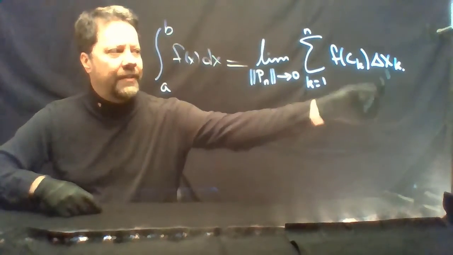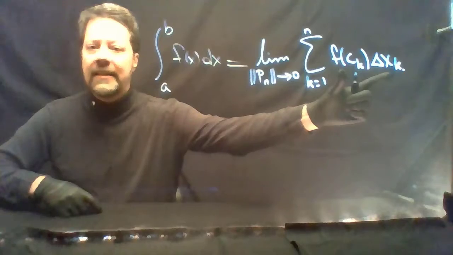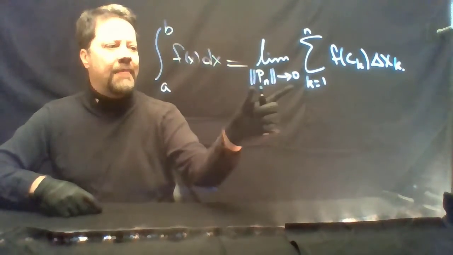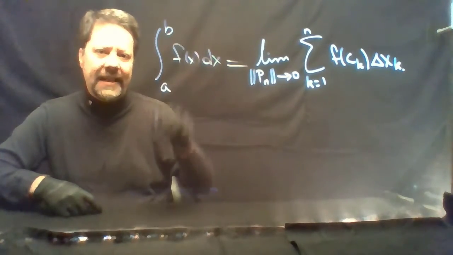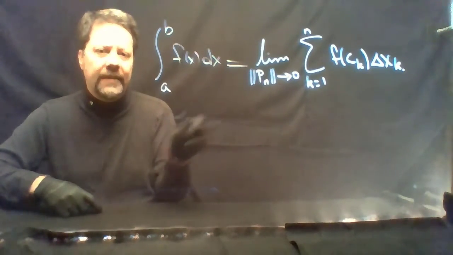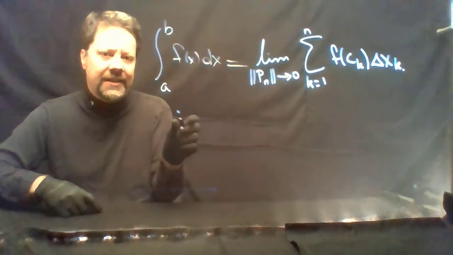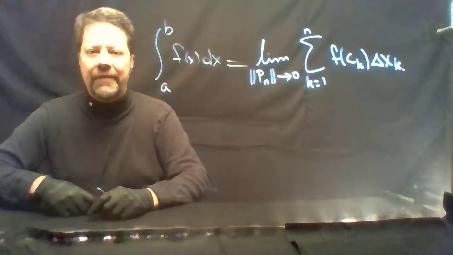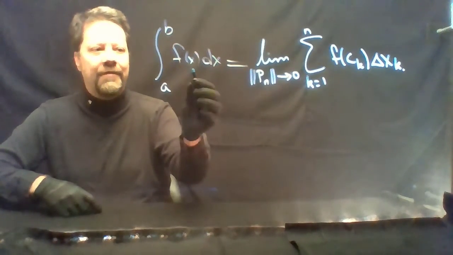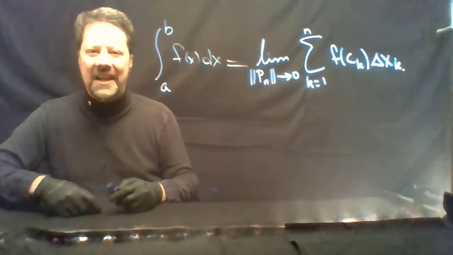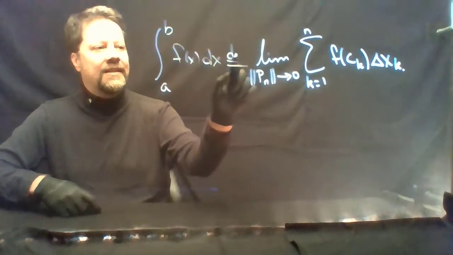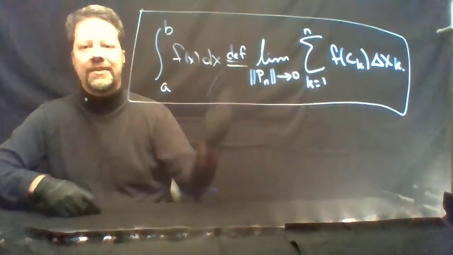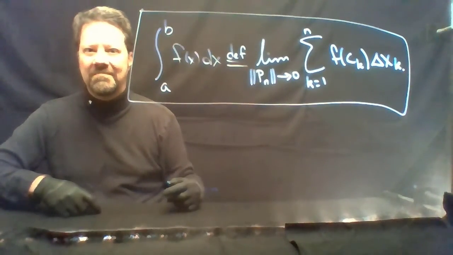We have the height of the function times the width of the interval. This gives us areas of approximating rectangles. We add those up, and then we refine the partition, making the divisions smaller and smaller until the largest subdivision tends to 0. When that happens, that is, by definition, the definite integral of our function on the interval from a to b. So this is the definition that I would like for you to produce on the exam.